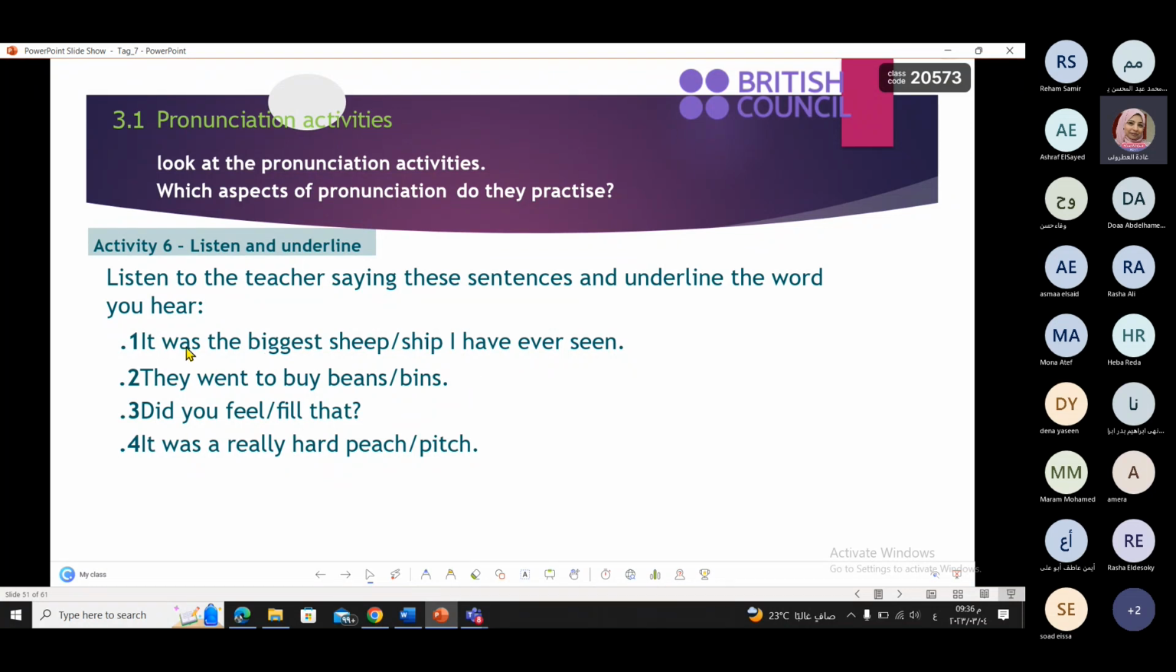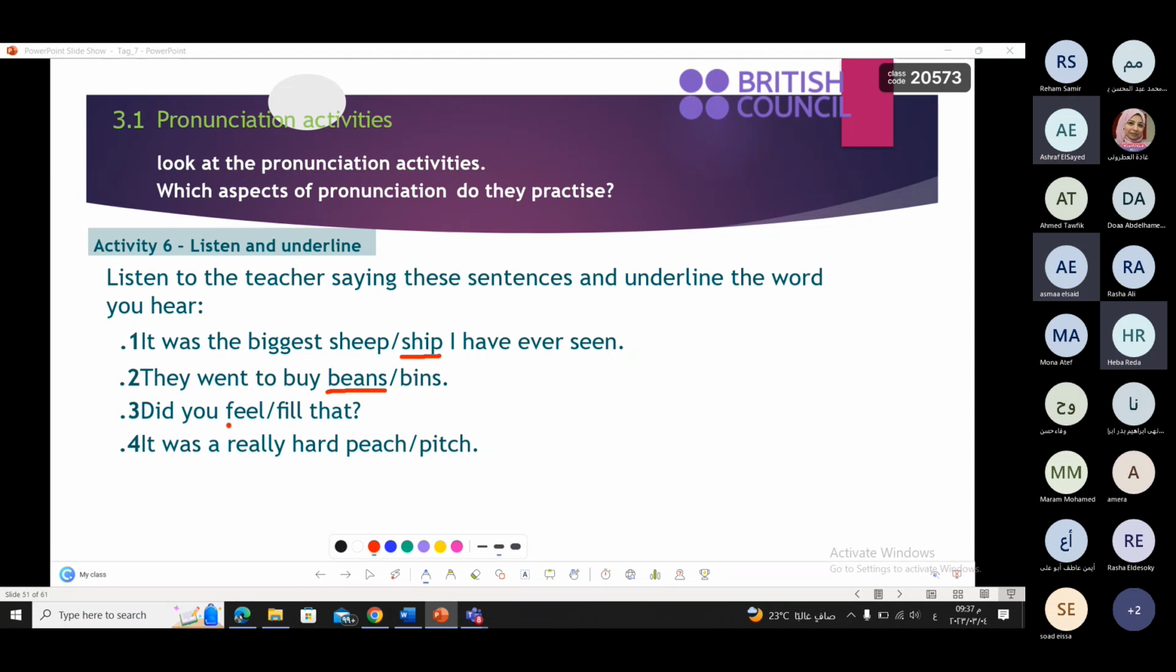It was the biggest ship I've ever seen. So what's the word here? Ship. Yes, ship. It was the biggest ship I've ever seen. Number 2, they went to buy beans. They went to buy beans. Beans. Yes, yes.